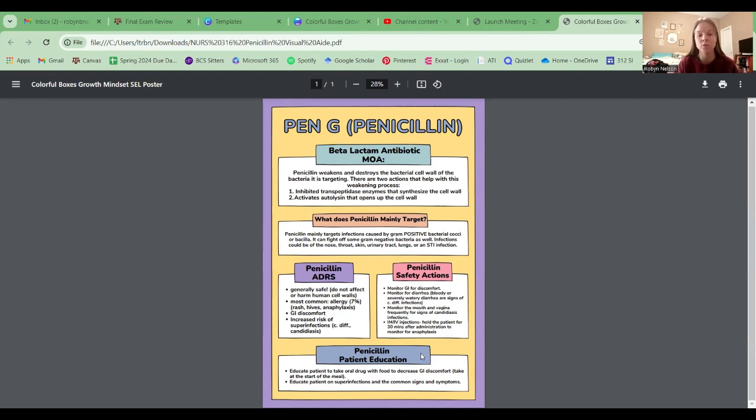And then patient education wise for penicillin, educating them about taking the oral drug with food to decrease their GI discomfort is important, making sure they know to take it at the start of the meal. And then also you can educate them about just what superinfections are, since they are at risk for those whenever they take penicillin.